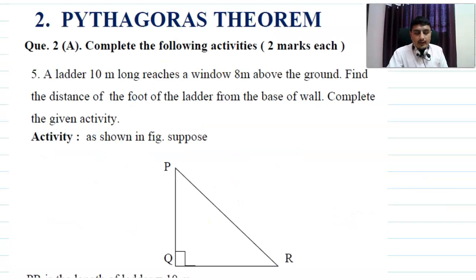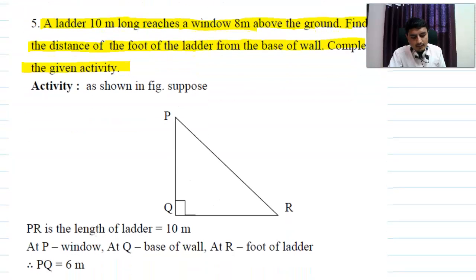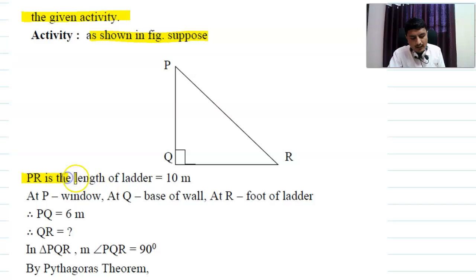Now look at activity number 5. A ladder 10 meters long reaches a window 8 meters above the ground. Find the distance of the foot of the ladder from the base of the wall. Complete the following activity, as shown in the figure. Suppose PR is the length of the ladder, which equals 10 meters. So PR is the ladder whose length is given as 10 meters.